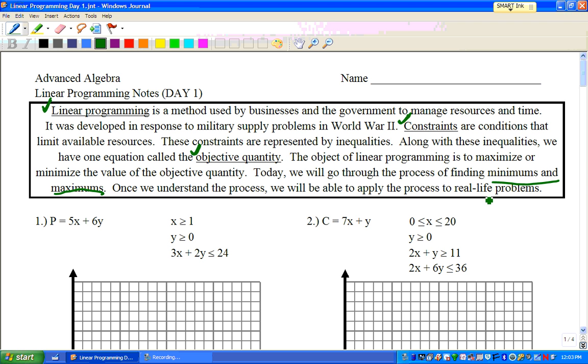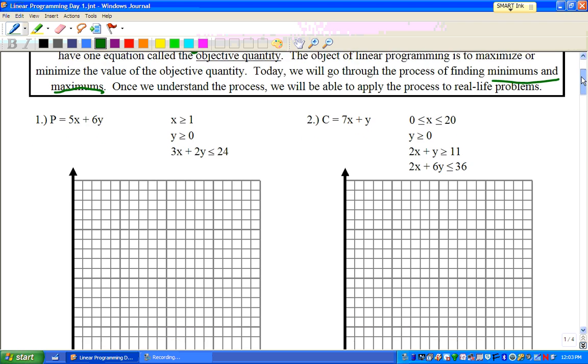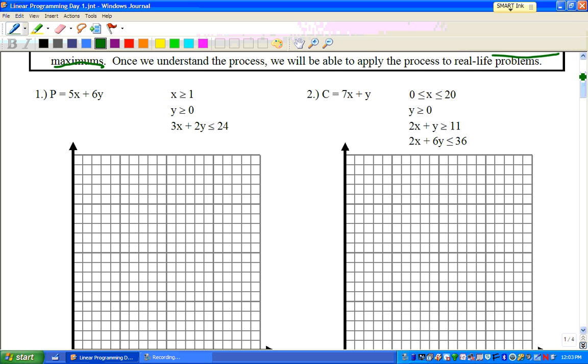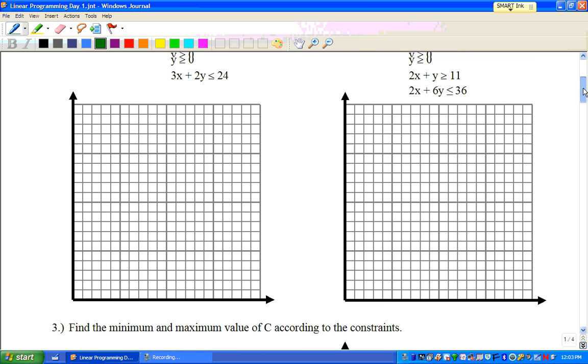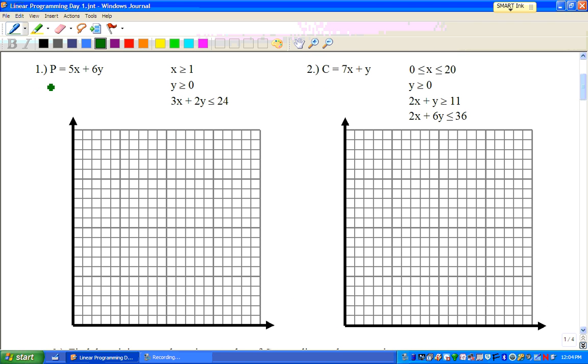Okay? So let's take a look at how we're going to graph these problems where we have more than one inequality. So the first one right here, we have what's known as my objective quantity. That's this right here. And these right here are my constraints. Okay? So we're going to deal with my constraints.